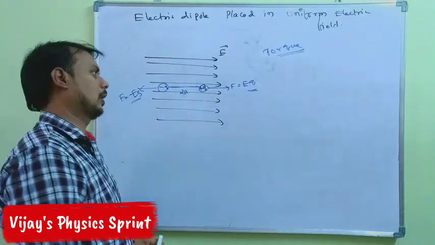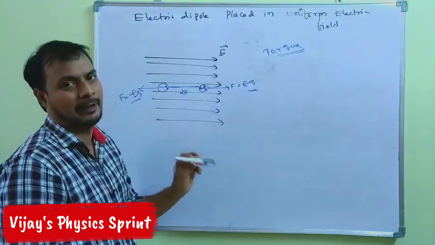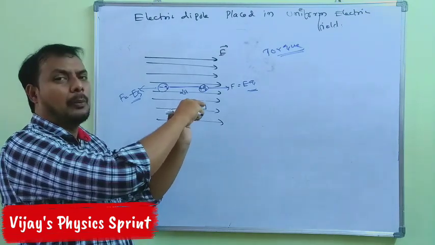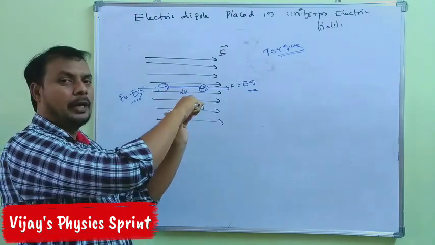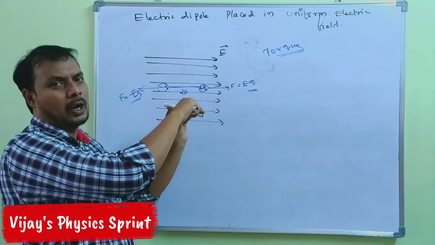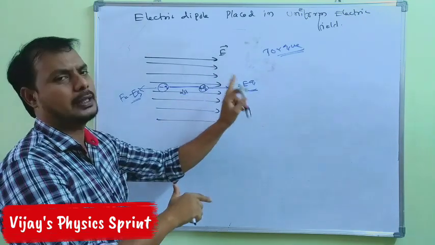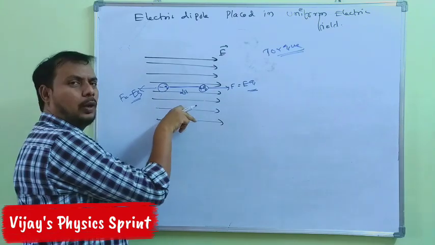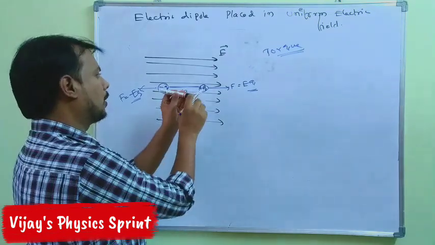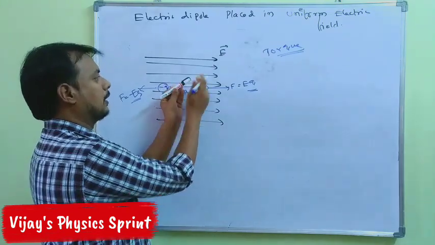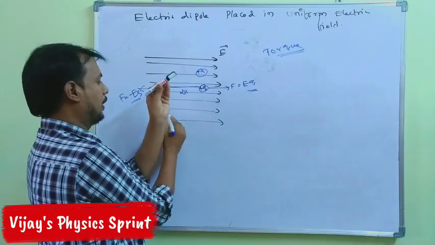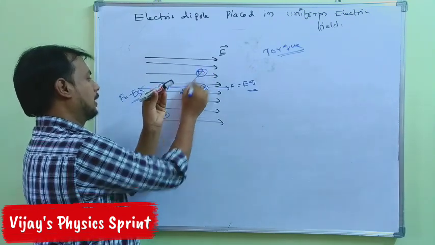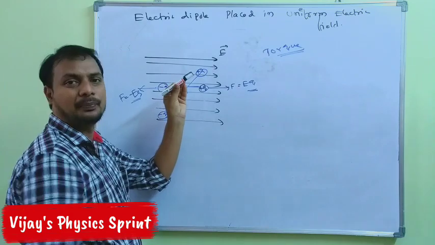What do you mean by torque? Torque is nothing but turning effect. When two equal and opposite forces act on different points, the body is going to rotate or turn. That effect is called torque. So two equal and opposite forces act on the dipole, so that the dipole is going to be rotated like this. This is positive, this is negative, and the distance is 2a.